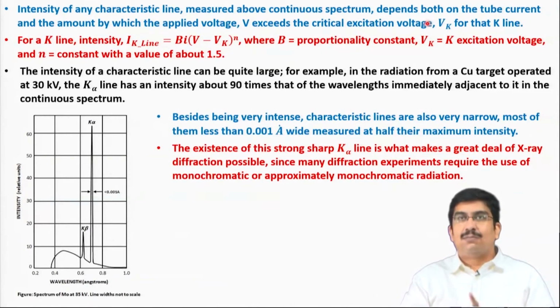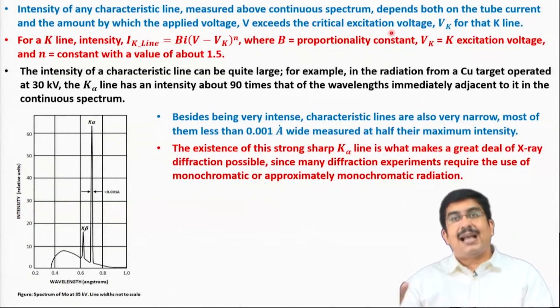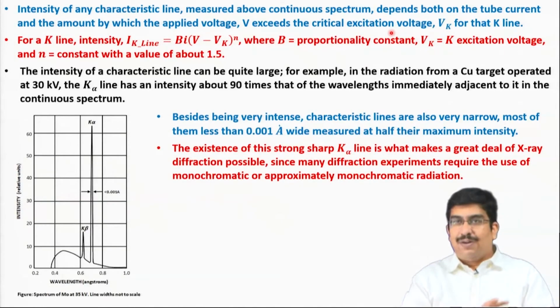This depends both on the tube current, which means the number of electrons that are hitting, so basically how many electrons are produced from the cathode, and on the amount by which the applied acceleration voltage exceeds the critical excitation voltage. So these two things decide the intensity of the characteristic lines, which is measured above the continuous spectrum, right? Okay. So how is it done?